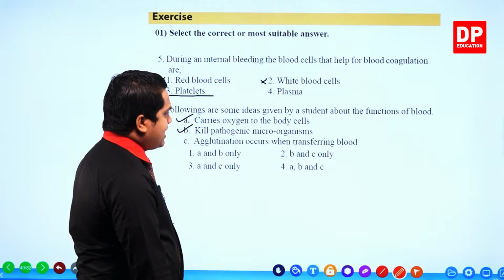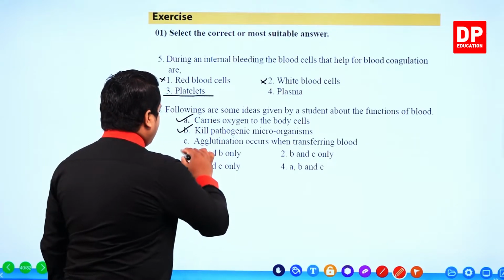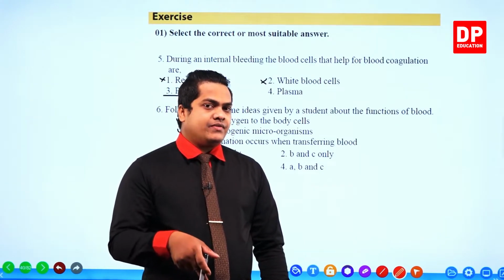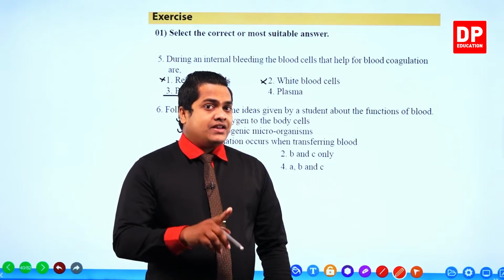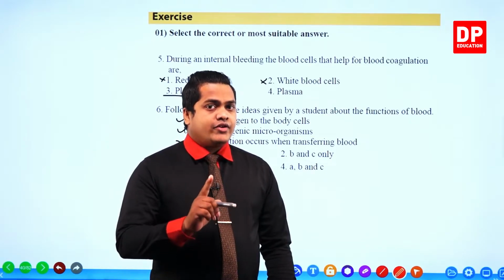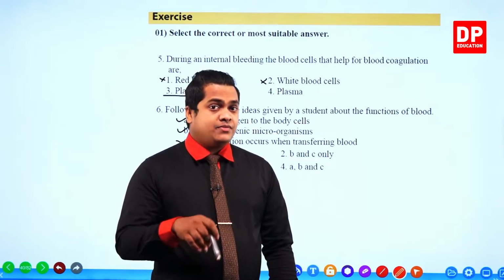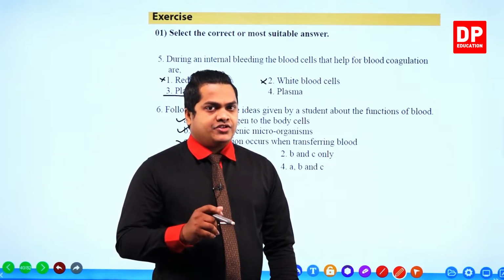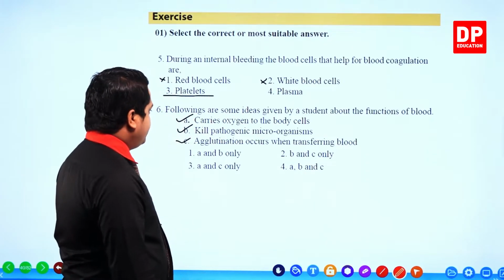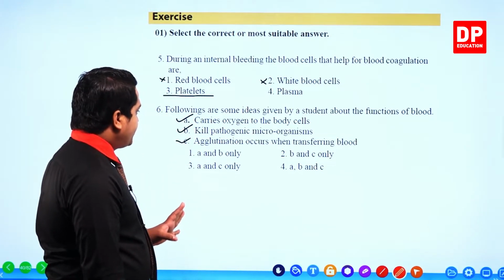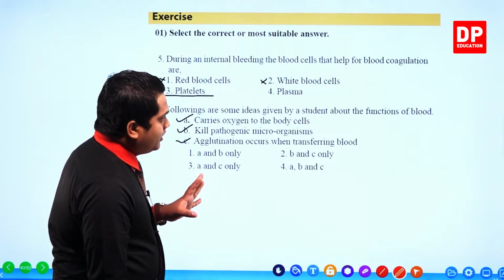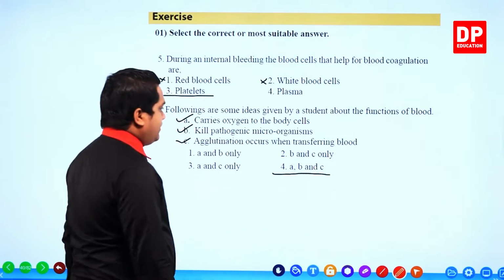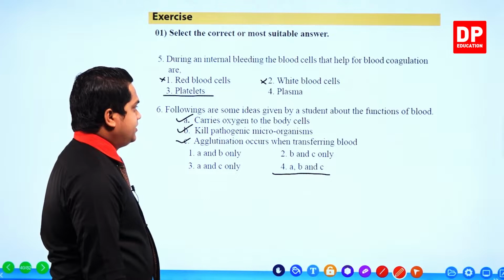Agglutination occurs when transferring blood. That is also correct, right? Agglutination occurs upon the transfusion of blood. When transferring blood from one person to another person, agglutination may occur if the blood is not compatible with the donor's blood, with the recipient's blood. Okay, the recipient blood will coagulate. So it is correct. It's referred to as agglutination. It's correct. So my dear children, all of these statements are correct. So the functions of blood, yes, the fourth one, you can observe all of these things are correct.